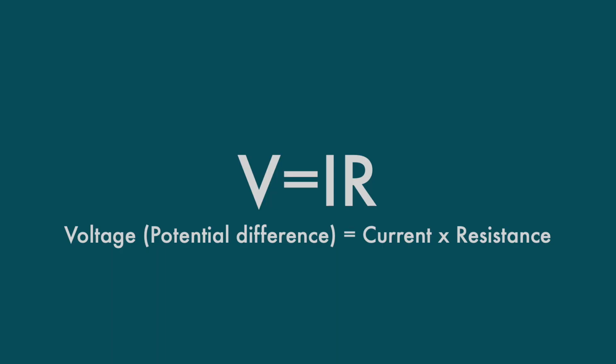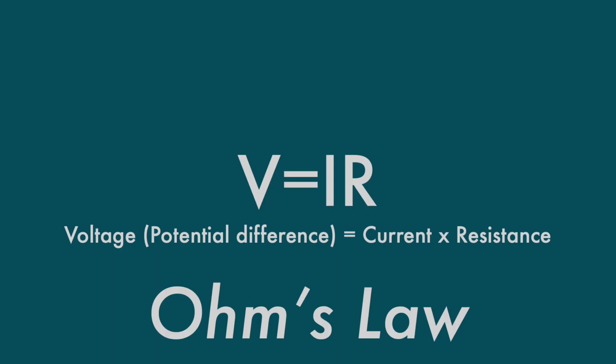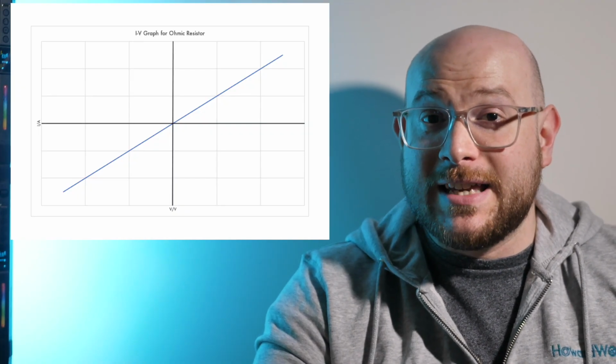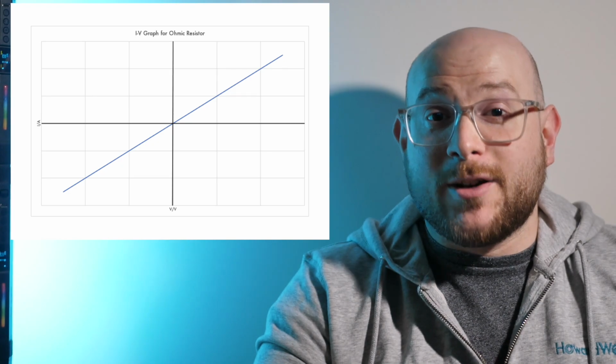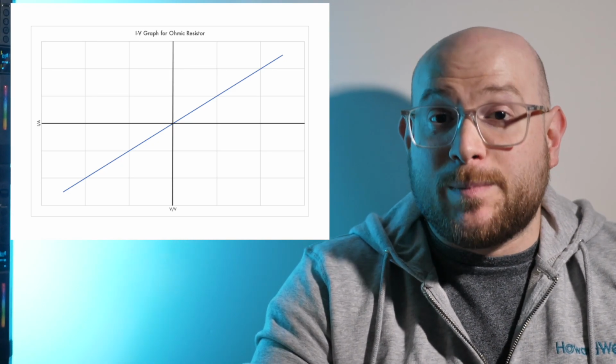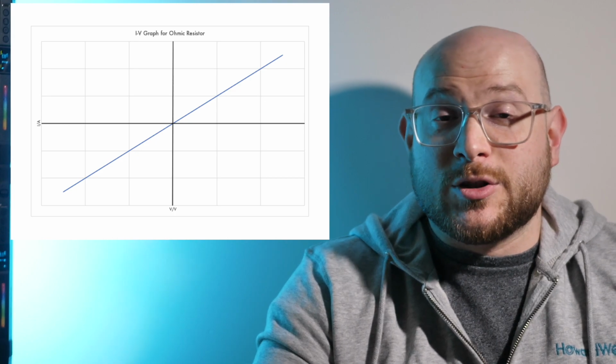Ohm's law is V equals IR, or voltage equals current times resistance, showing us that voltage and current are indeed proportional. That is why an ohmic conductor has this characteristic IV graph. It's ohmic, it obeys Ohm's law, current and voltage are proportional.